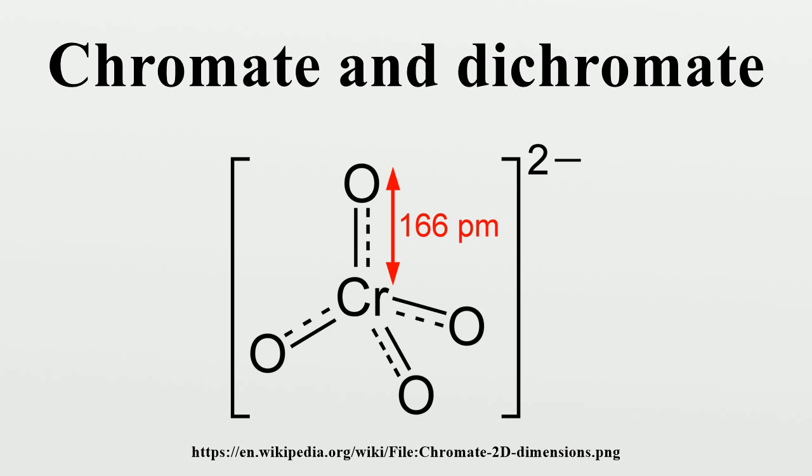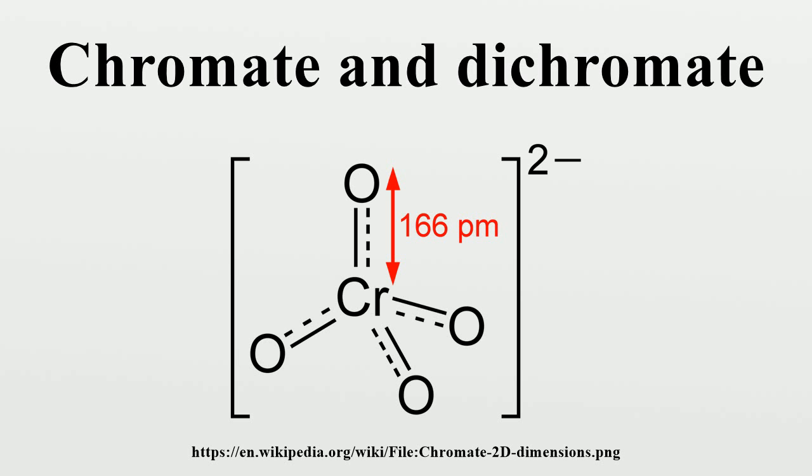Further condensation reactions can occur in strongly acidic solution with the formation of trichromates, Cr3O10 2-, and tetrachromates, Cr4O13 2-. All polyoxyanions of chromium have structures made up of tetrahedral CrO4 units, sharing corners.